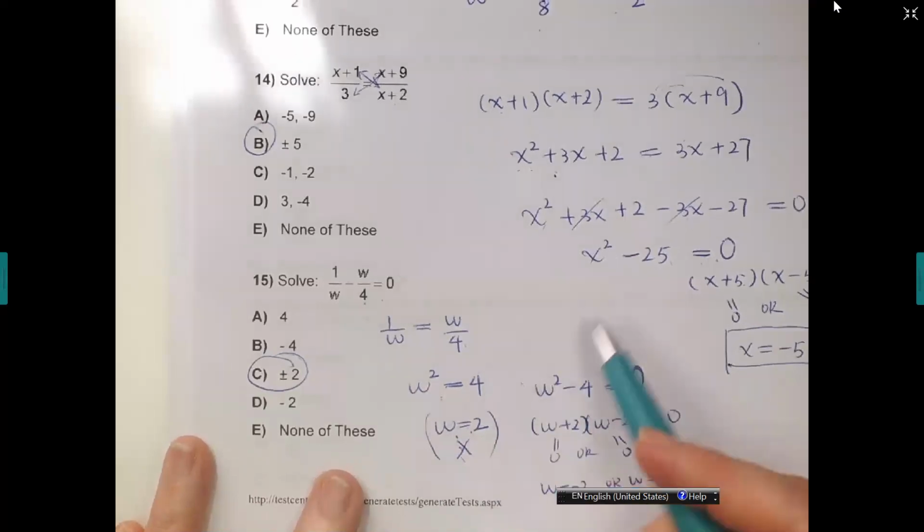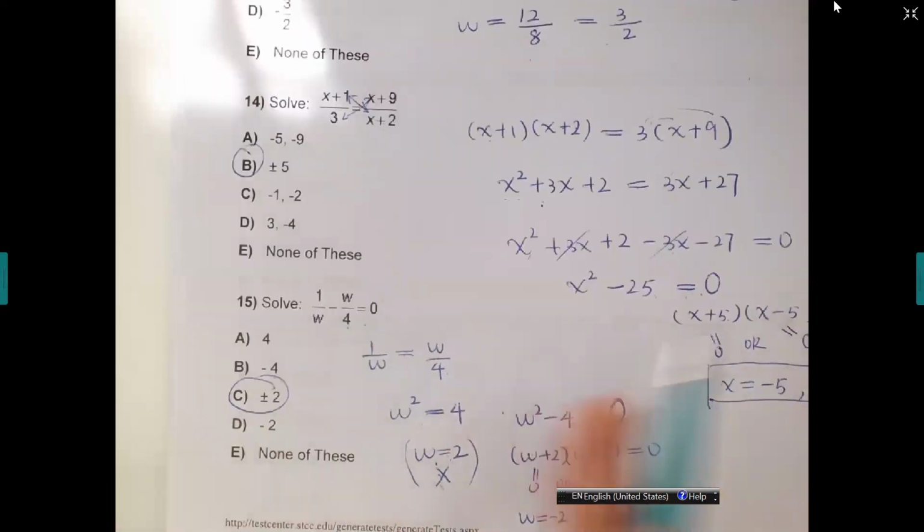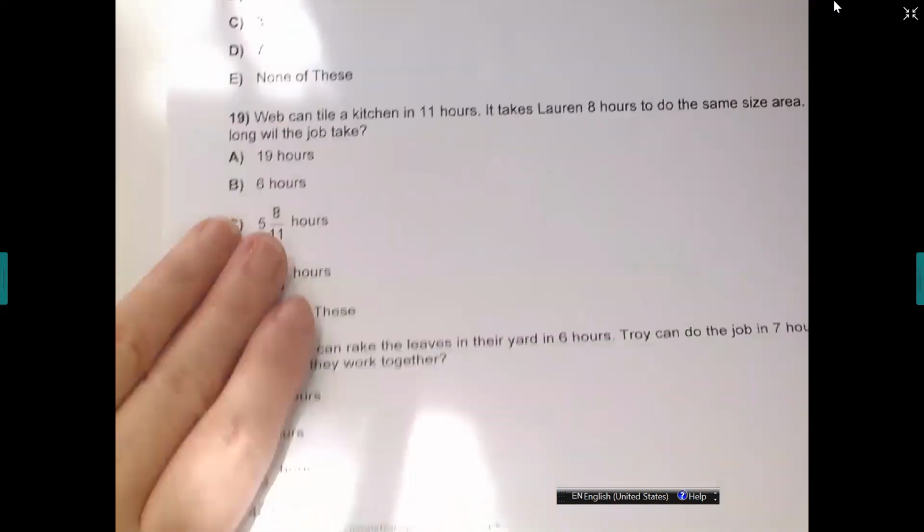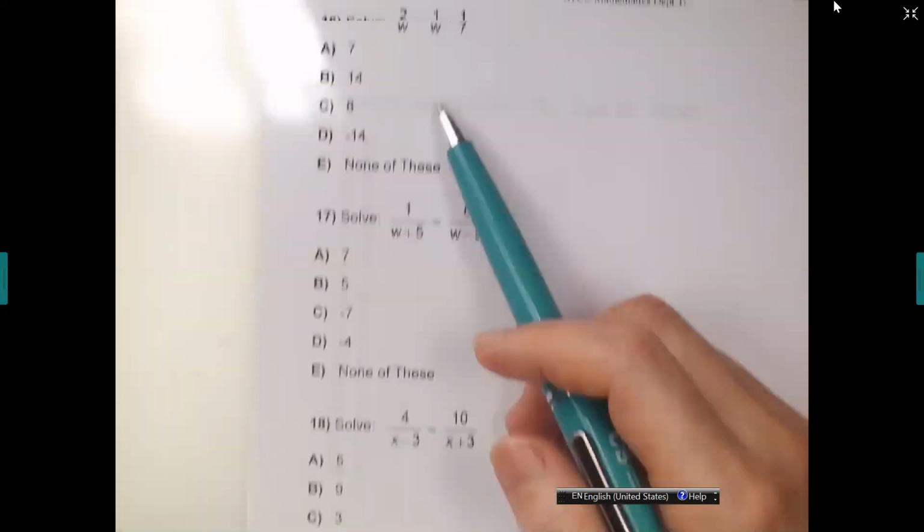So number 15 is also a special type of equation. We can turn this into two rational expressions on each side, then cross multiply. 15 and 16 are the same thing here. So to save time, you'll see 16 is another one.